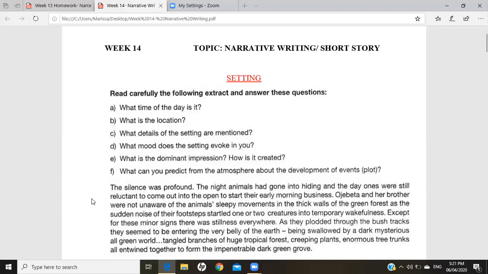And the last one, what can you predict from the atmosphere about the development of events in the plot? So just from reading this little extract, what could you predict about the plot? What do you think will happen next? And so on, because we know that the setting is in the exposition. So what do you think can happen in the rising action, and the climax, the falling action, or even in the resolution?